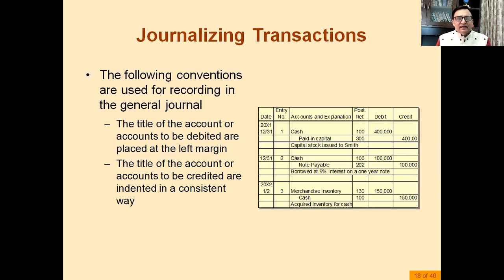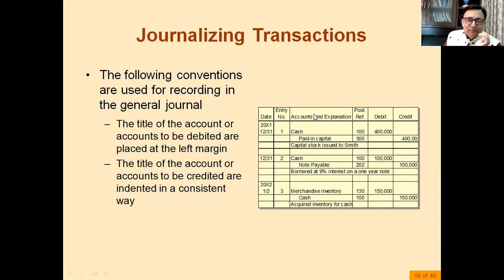So let us see how to journalize the transaction and what kind of conventions we follow. The following conventions are used for recording in the journal. This is the proforma of the journal, which is visible on the screen. First we have the column of date. The second column is optional. You may have the entry number or you may not. You may record the transaction date-wise, and along with it, if you have given some voucher number or entry number, you may give that.